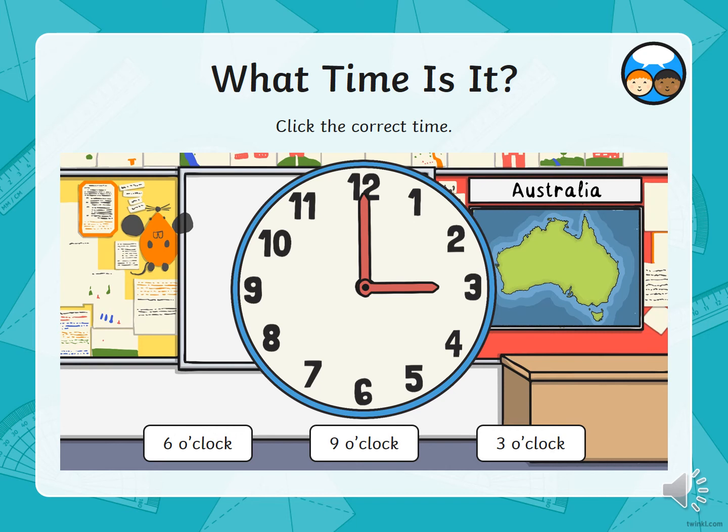Here's one for you to do by yourself. Remember, look where the big minute hand is and the small hour hand, and that will help you. Did you guess 6 o'clock? No. Did you guess 9 o'clock? No. Did you guess 3 o'clock? Yes. Well done. Correct.